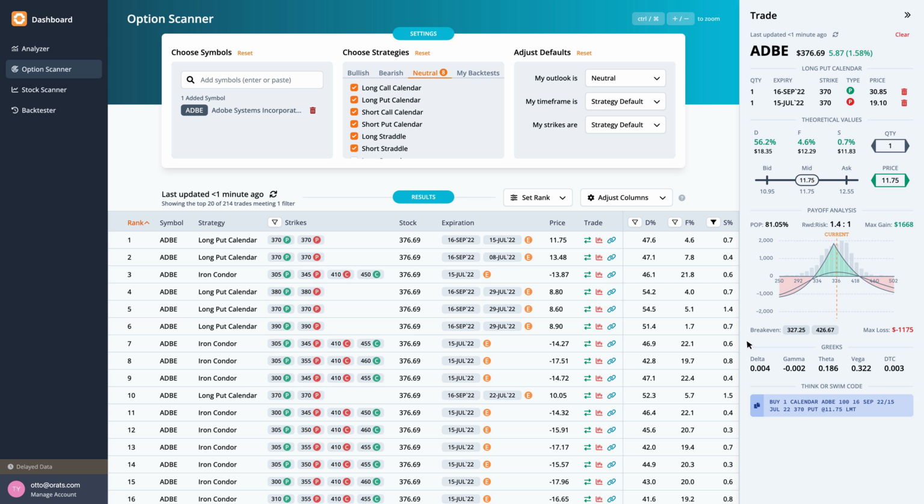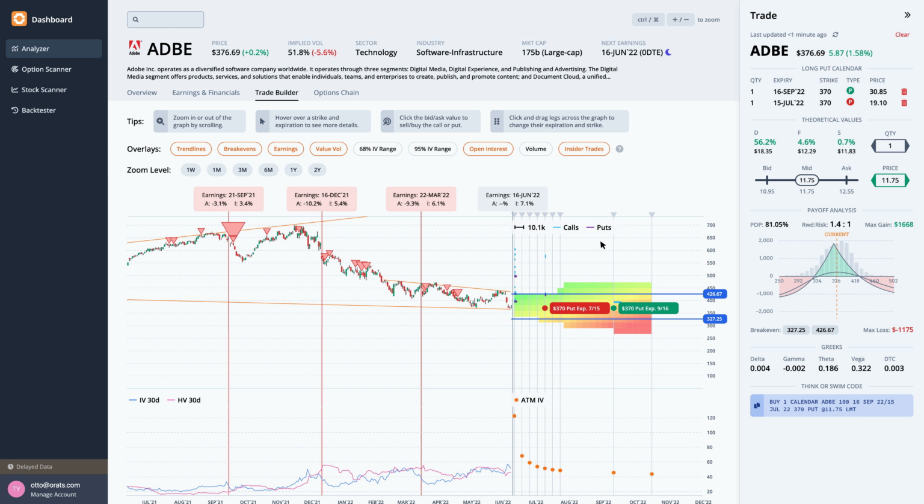Next, let's look at this trade in the Trade Builder. Over the last month, the stock price fell 6.5%, while the 30-day implied volatility rose 7.5%. The average slope of the trendlines is negative. The heat map on the right side of the graph is green where volatility and slope are undervalued, and red where they are overvalued. In this case, short-term IV and slope are neutral, while the long-term is overvalued.